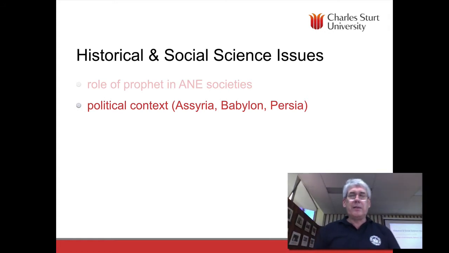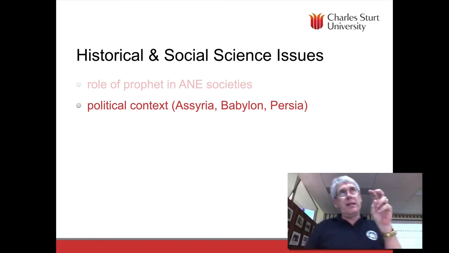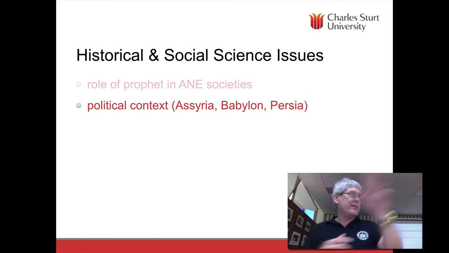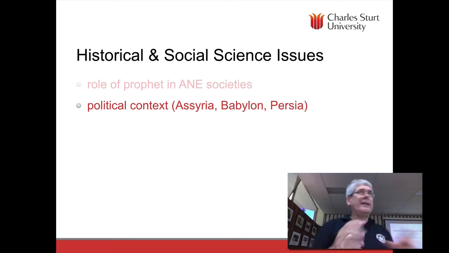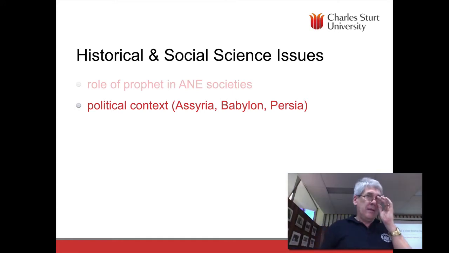So the political context. And one of the things the prophets do is they advise the king on whether or not, usually not, to go into an alliance with Egypt, Syria, Israel against Assyria, Babylon, and so on. And the prophets tend to be not in favor of alliances with other states.